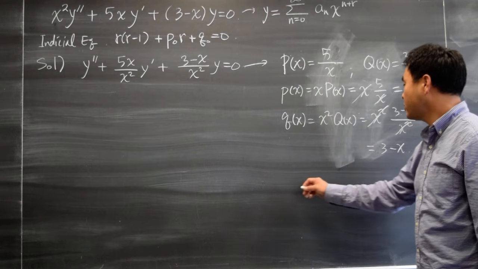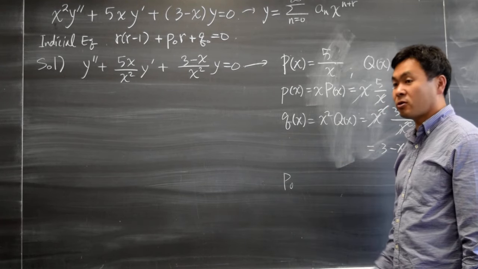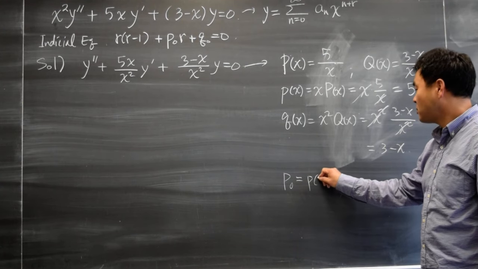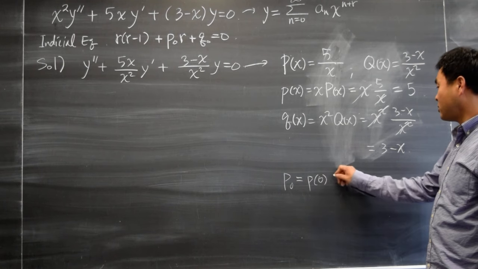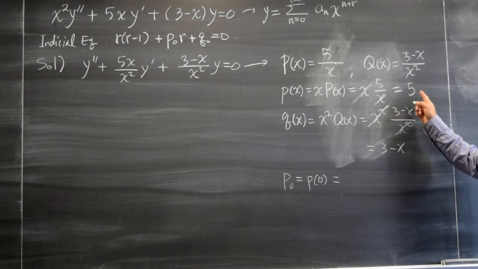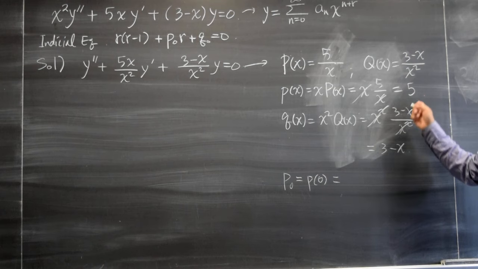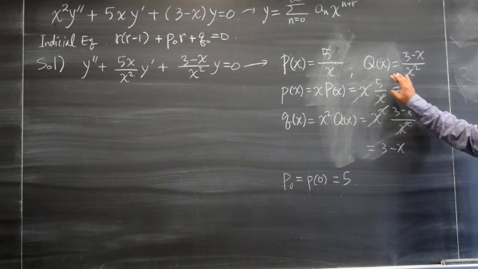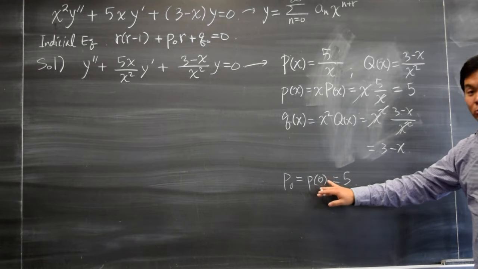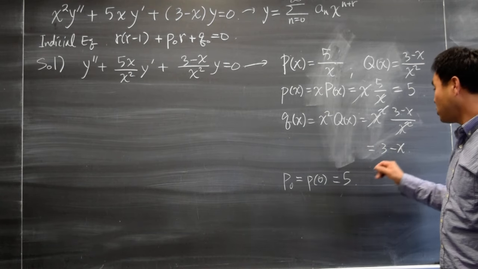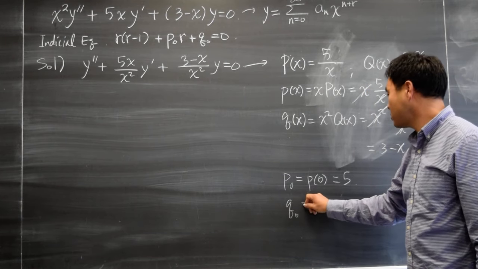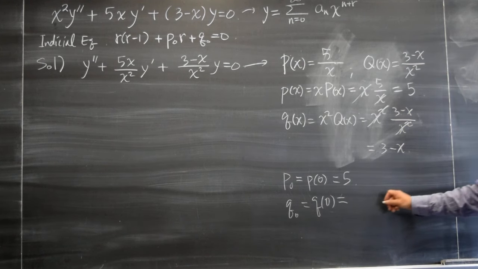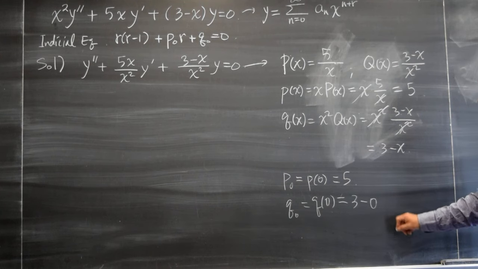And once you have them, p sub 0, or p naught, is defined as the function small p valued at 0. Well, this is a constant function, so no matter what value that you plug into x, it doesn't care. It's always 5 for our example. But sometimes you will have a function of x where you do have to plug in 0. For example, q of x. q of 0 is q sub 0, which is taking this function 3 minus x and plugging in 0, so you get 3.